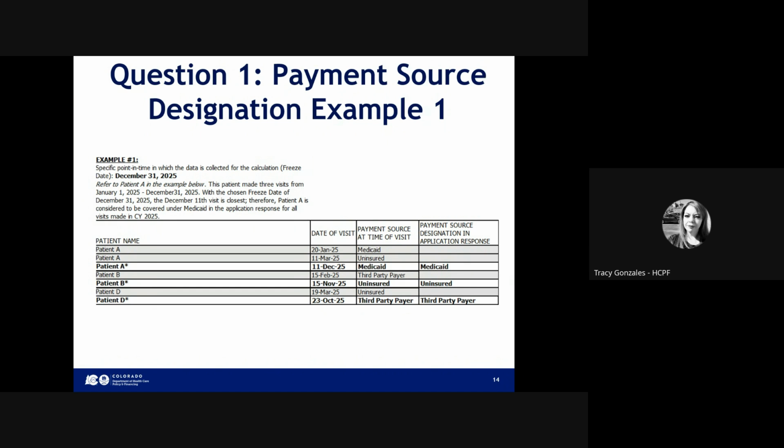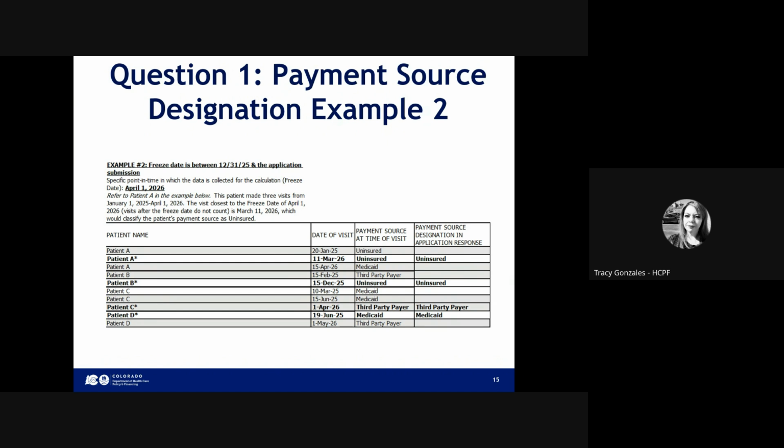Patient A was seen on January 20th, 2025, at which point in time they had Medicaid. They were seen again March 11th, 2025, at which point in time they were uninsured. And then they came back again December 11th, 2025, and their payment source designation had switched back to Medicaid. Since the December 11th visit was the last visit closest to the freeze date of December 31st, Medicaid is going to be the payment source designation used in the application response.